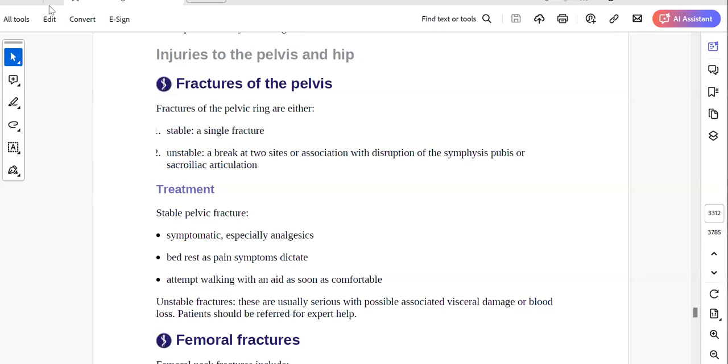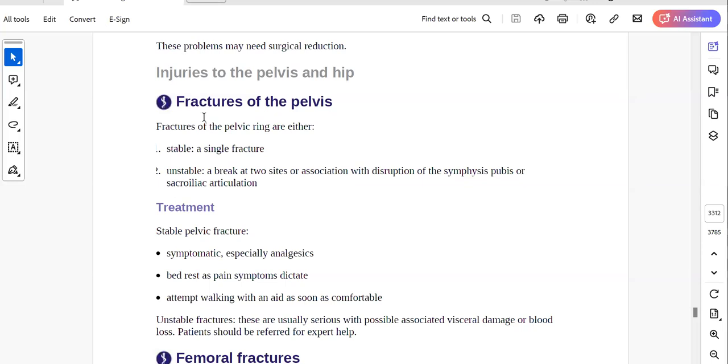All right, everyone. Seems like everything is good now. So we can continue. So let's start with lower limb fracture. So first of all, injury to the pelvis and hip. Okay.